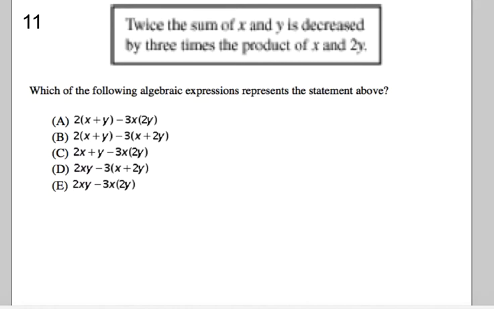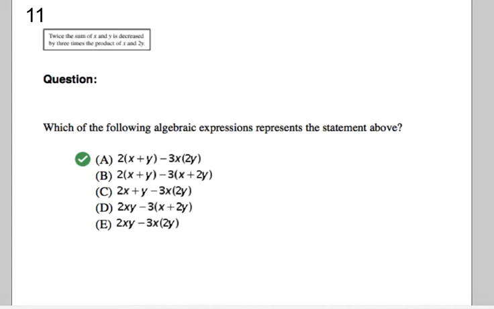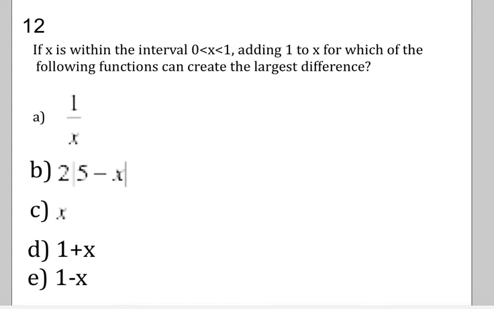All right, number 11. This one's really kind of self-explanatory. The answer is A, right? Twice the sum of x and y. So sum just means adding, and then twice means multiply by 2. And so really the only two that make any sense are A and B so far. And then 3 times the product of x and 2y, so x times 2y, not x plus 2y. It's just a matter of making sure you know what the words sum and product mean. Hopefully we got those ones right.